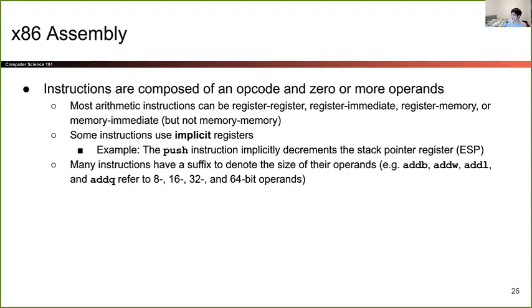Finally, this is something that you'll see in GDB. Most instructions have a suffix that will denote the size of their operands. So in 32-bit architectures, usually you'll see the L suffix. You might also see B, W, or Q, depending on if you're using 8, 16, or 64-bit operands. But again, usually you'll see 32-bit operands in most circumstances.